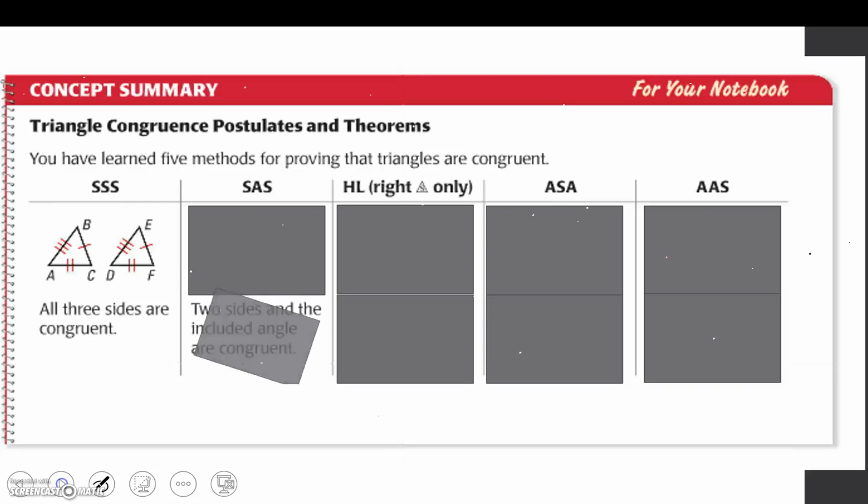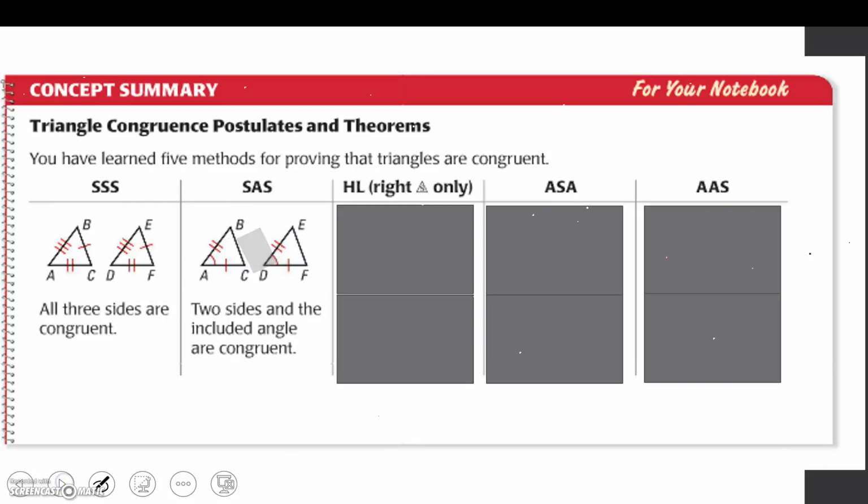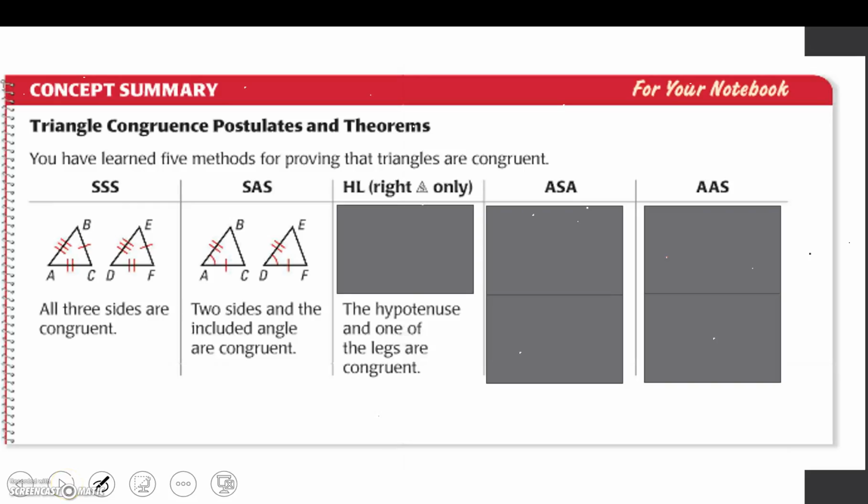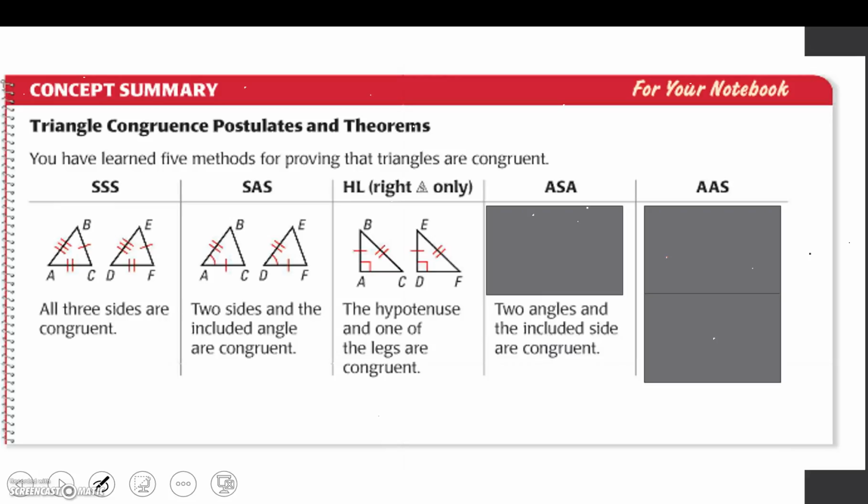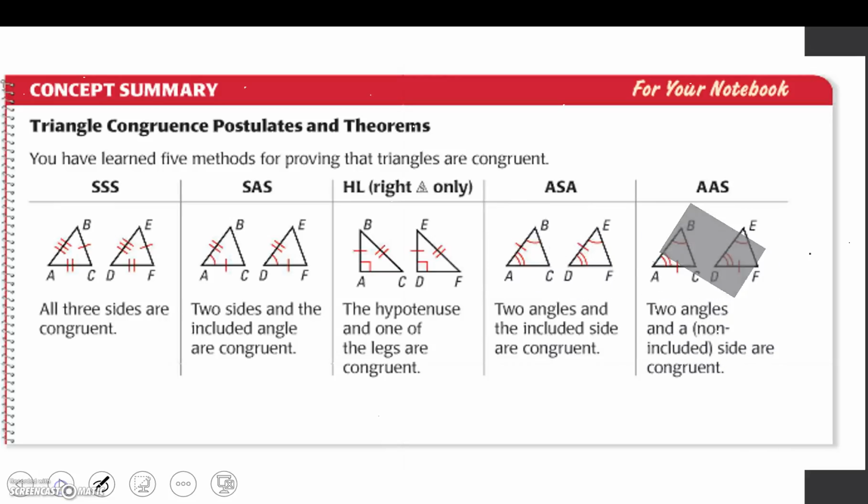So we've learned so far side, side, side, where all 3 sides are congruent. We have side angle side, where the angle in between the 2 sides is congruent. Hypotenuse leg only applies to a right triangle. Remember, we could still do side angle side with a right triangle. Angle side angle is where we have 2 angles and the side in between. And then angle angle side is where we have the 2 angles and the side that is not in between.